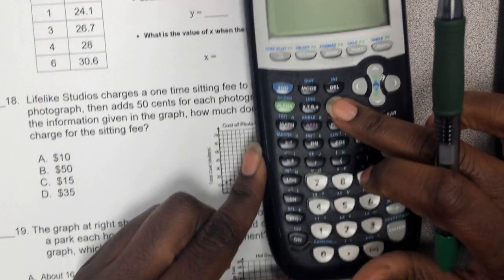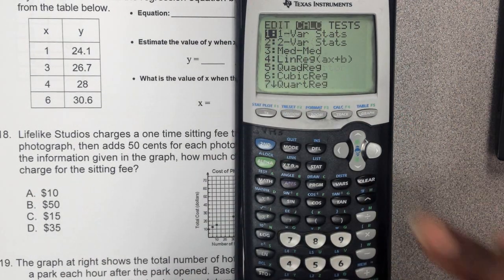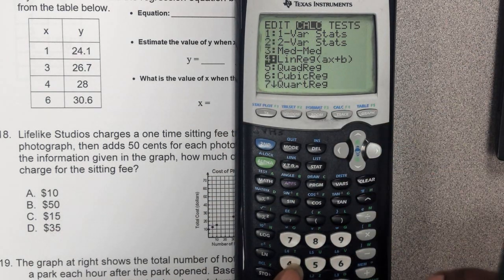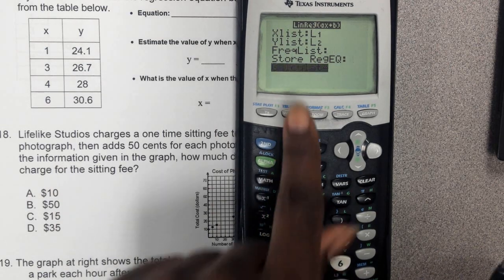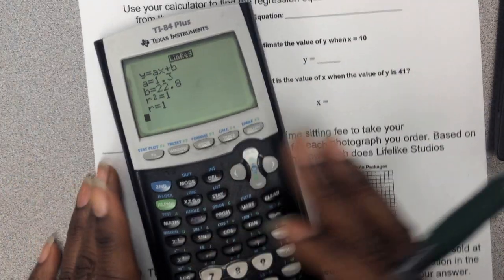Now I'm going to press stat so now I can go to my table. Go over to calc, press the over button. Number 4 is what we need. If you go down to number 4, press enter or just press 4. And then press enter, enter, enter, enter. Calculate. This is where it's going to give us my information.